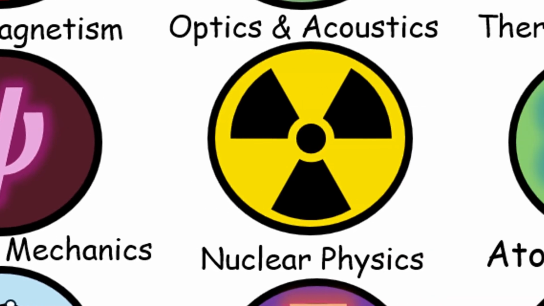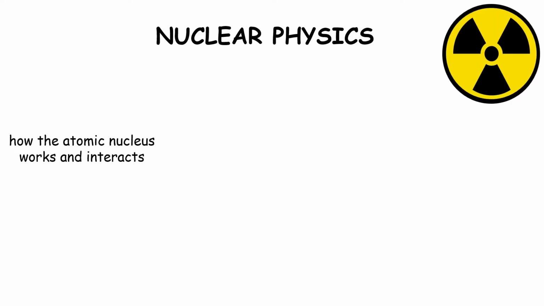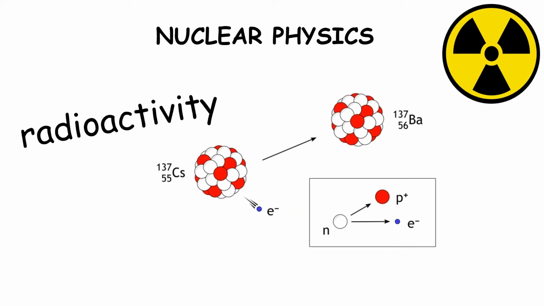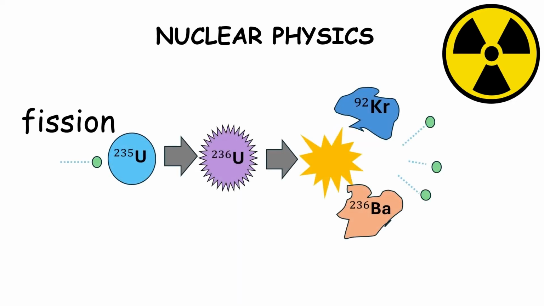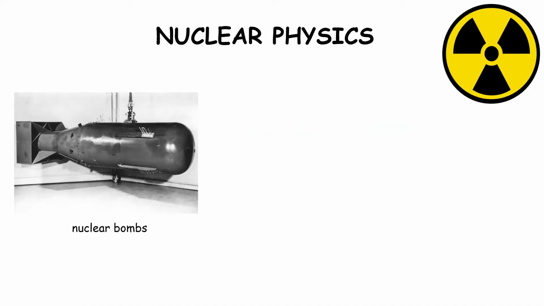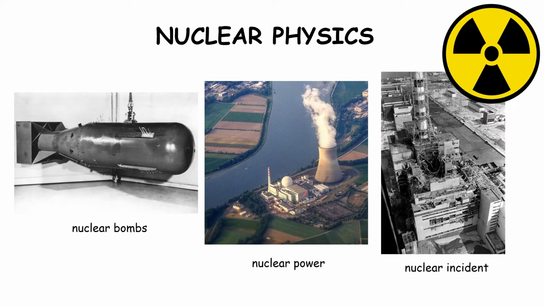Nuclear physics. This branch looks at how the atomic nucleus works and interacts, such as radioactive decay, whereby an unstable nucleus loses energy by radiation. It also explains nuclear fission, where the nucleus of an atom splits into 2 or more smaller nuclei by releasing lots of energy in the process. And it explains fusion, where 2 or more atomic nuclei combine, releasing tremendous amounts of energy. Although limited in its applications, they are almost always very important.